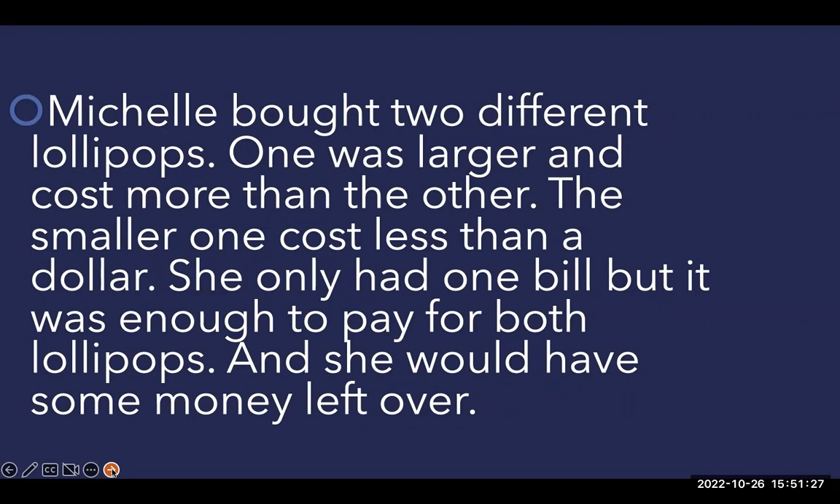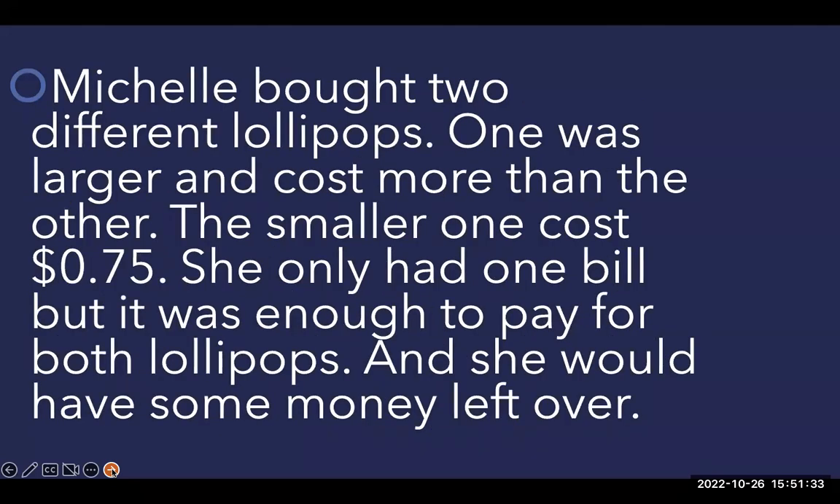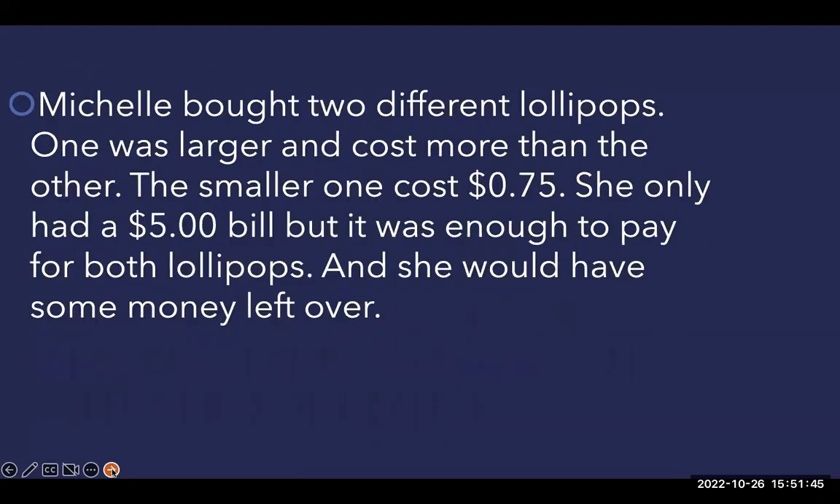Now that's a lot of text and a lot of language for many of our students for a variety of reasons. And so another way to do that is to break that down onto lines like I had done previously. But I wanted to show you this as another example. So we've added again a cost for one of the lollipops in money notation there. And then I've added the amount of the bill that she had. So she had a $5 bill.